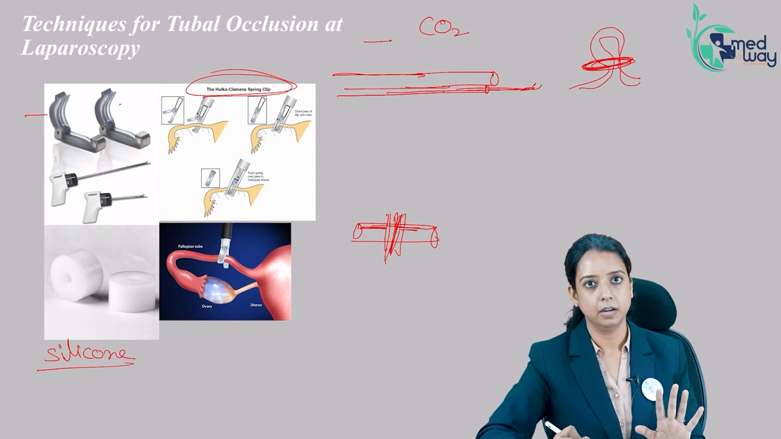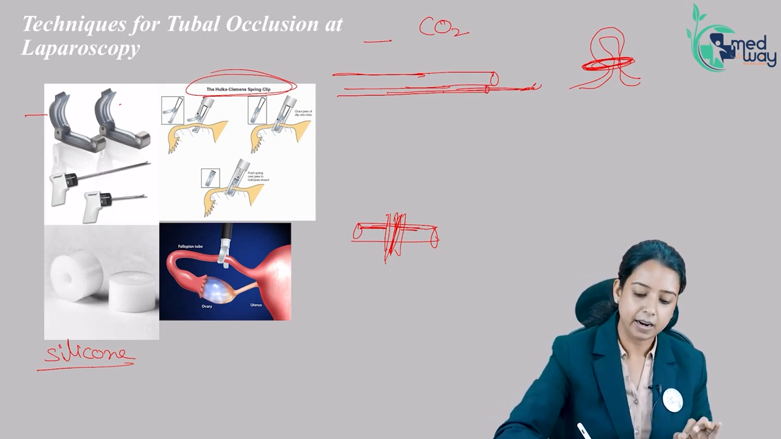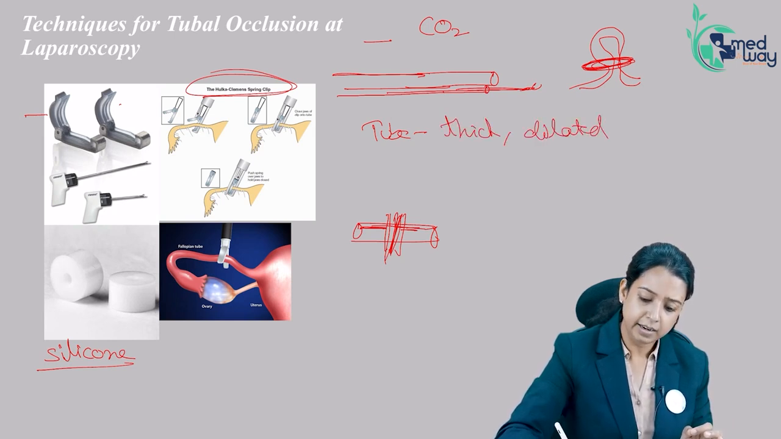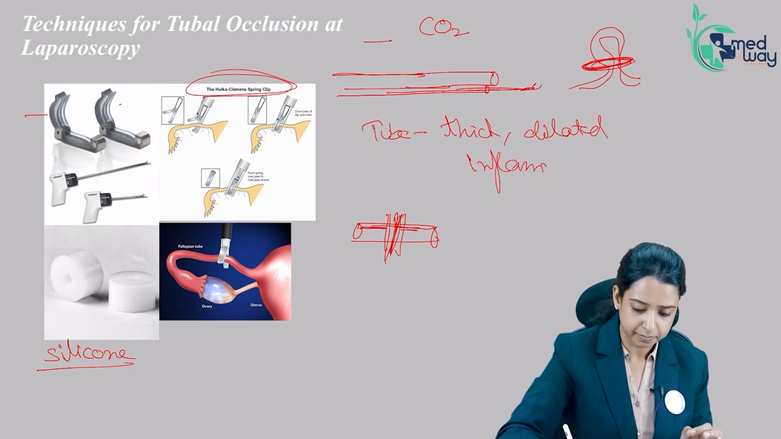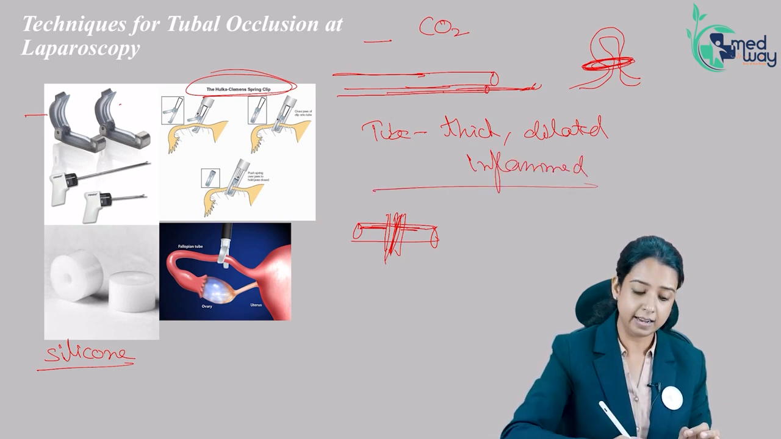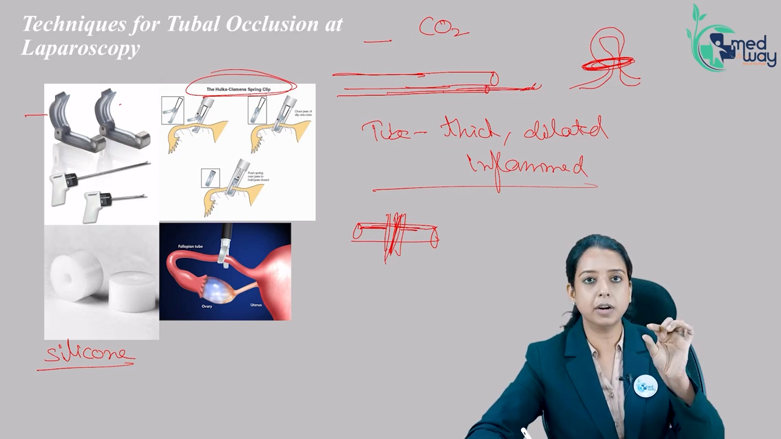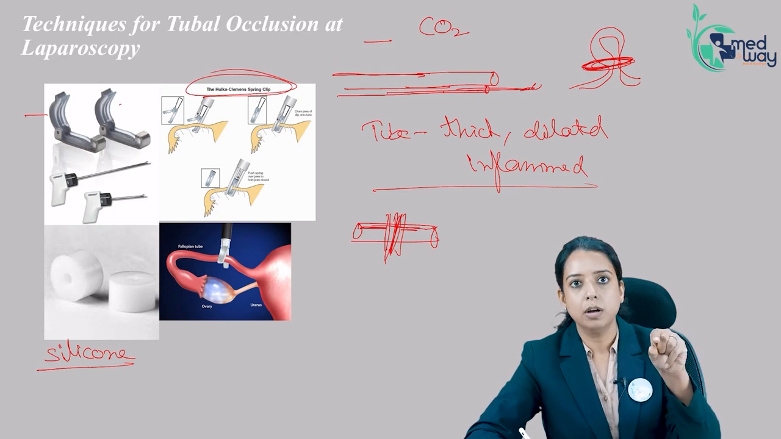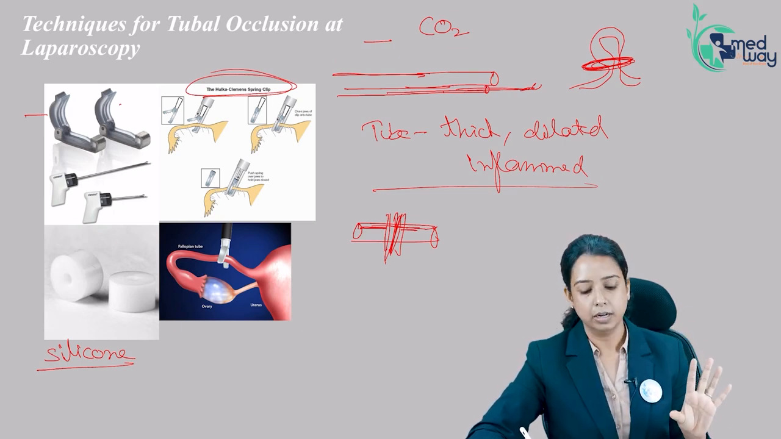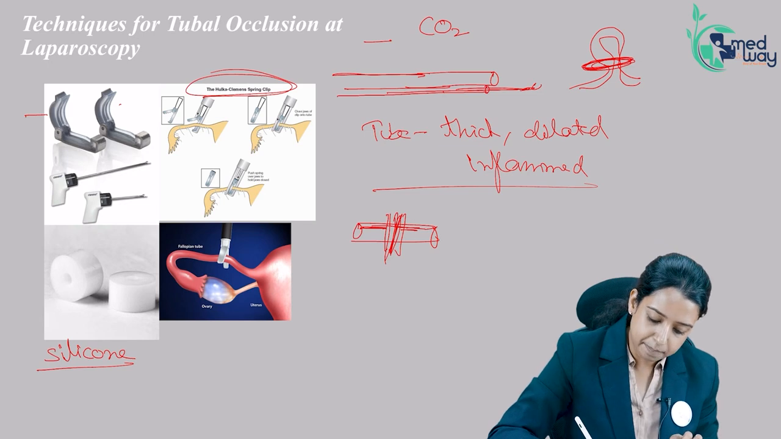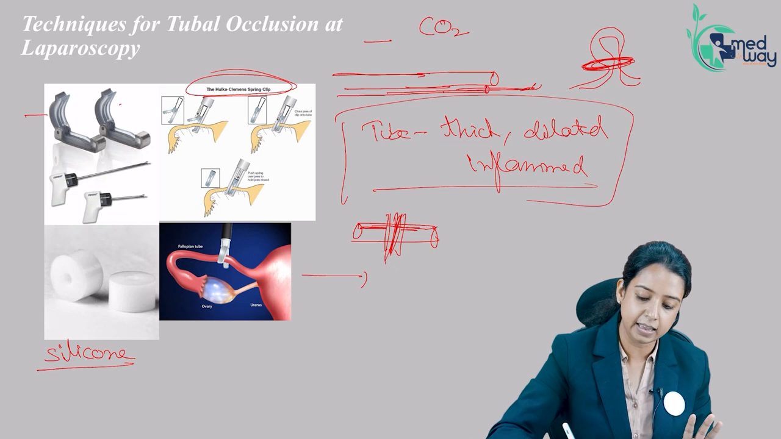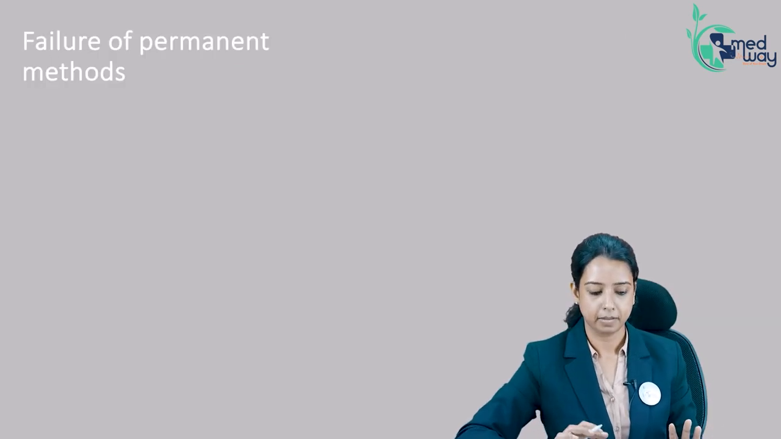That is the side effect. But one thing is that if the tube is thick, dilated, or inflamed due to salpingitis, then the use of these rings and clips is very tough, because these are small clips for a defined tubal lumen. If the tube is thick and you try to put a clip onto it, the clip might dislodge. So in such a tube, only the bipolar current will help. That is a good thing about current: it can be used on any thickness of tube, right?